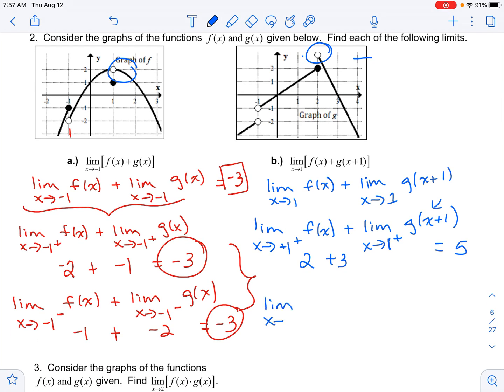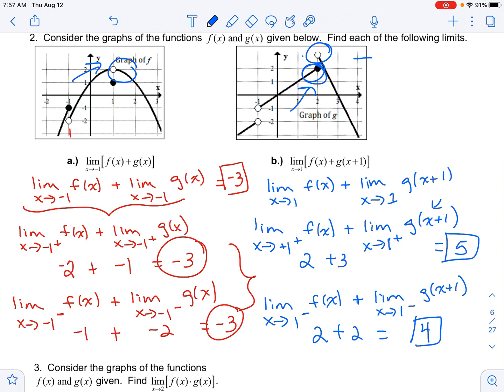We can do the same thing as we approach 1 from the left-hand side. On f of x, the left-hand side limit is 2 again. And then as we approach 1 from the left-hand side of g of x plus 1, notice here we are approaching a y value of 2. So notice here, the right-hand limit as we approach 1 is 5. The left-hand limit as we approach 1 is 4. The left and the right-hand limits are not the same, so we are going to say the general limit does not exist.